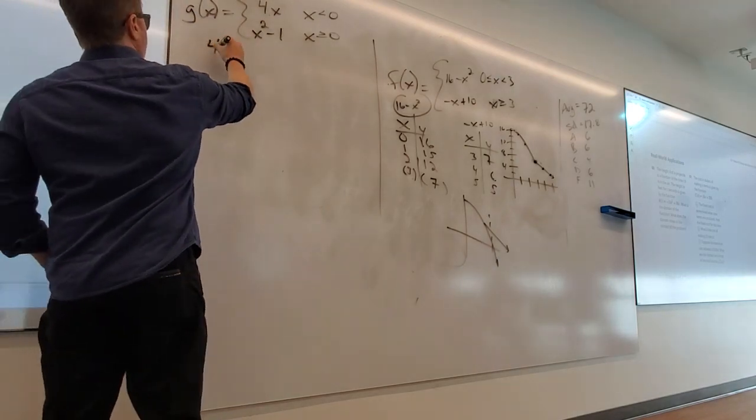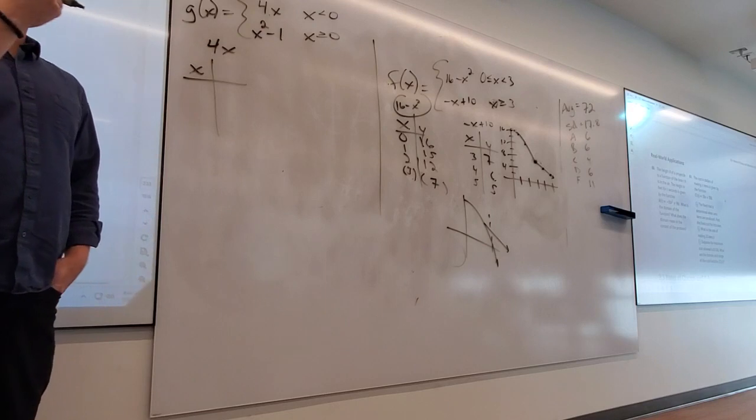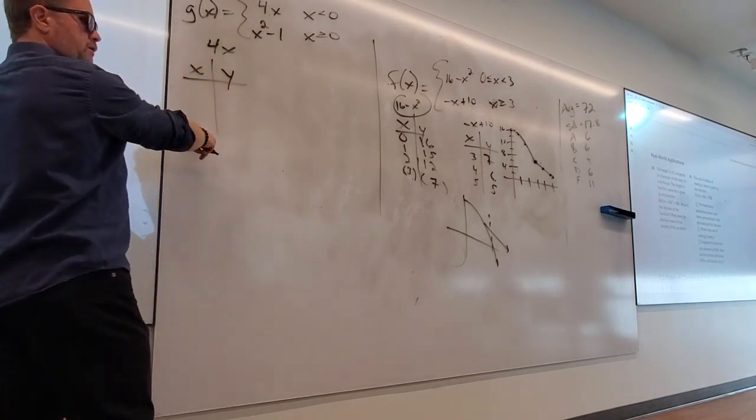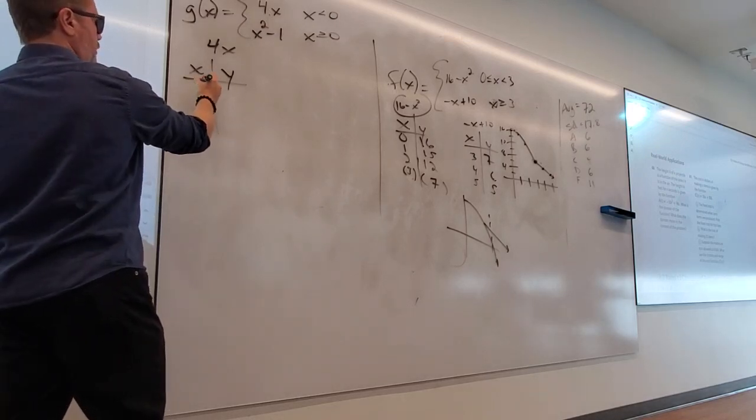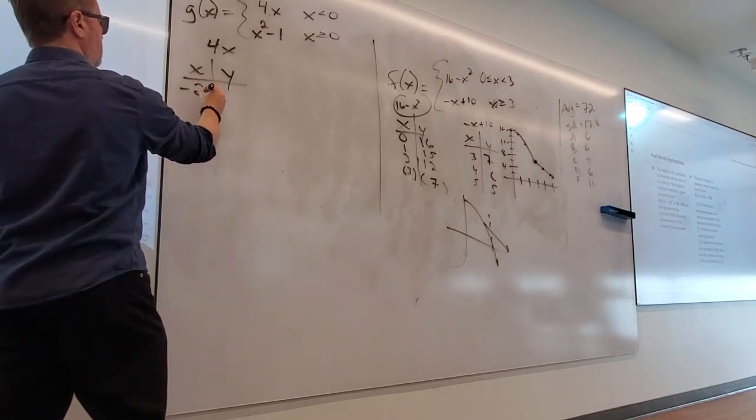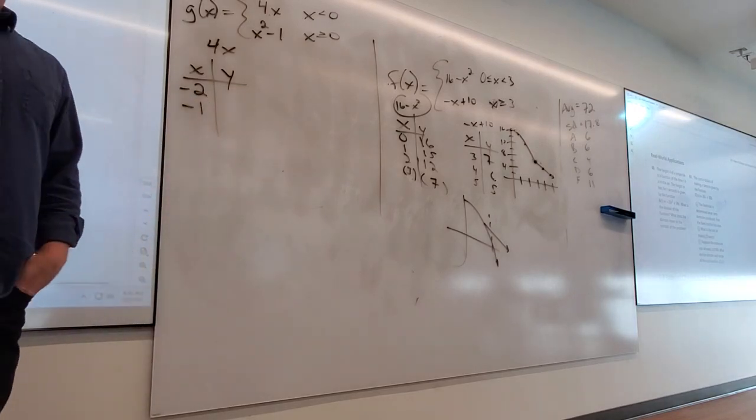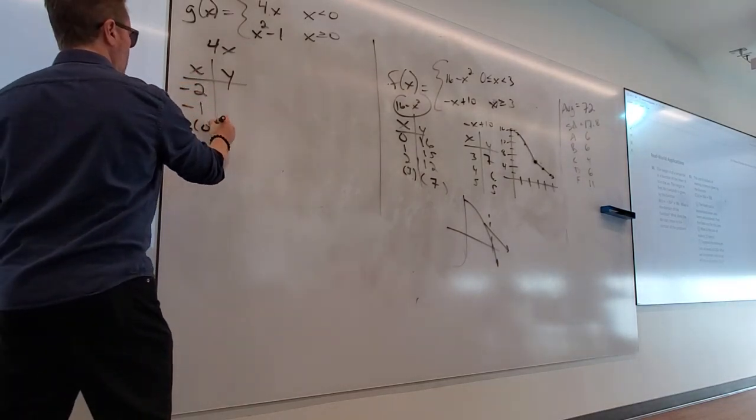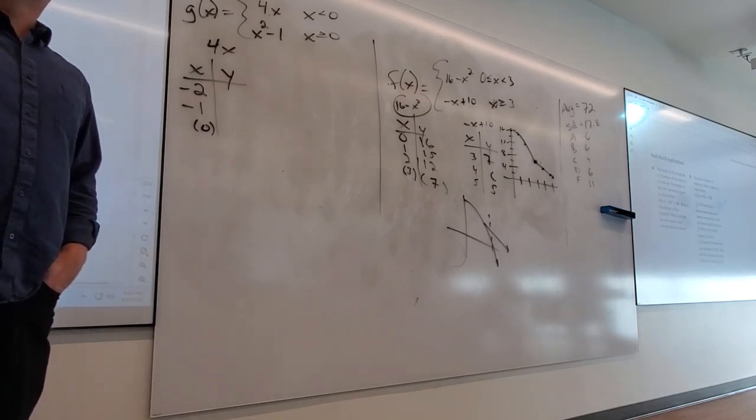So 4x, that's just a straight line. I don't need a ton of points. Can somebody tell me a few inputs that I should use? -1, -2, -3. Alright, let's do this. Let's start at -2, -1. There's one more I have to use. 0. But again, we remind ourselves, oh yeah, it can't exist there, but I need to know where to put the open circle.